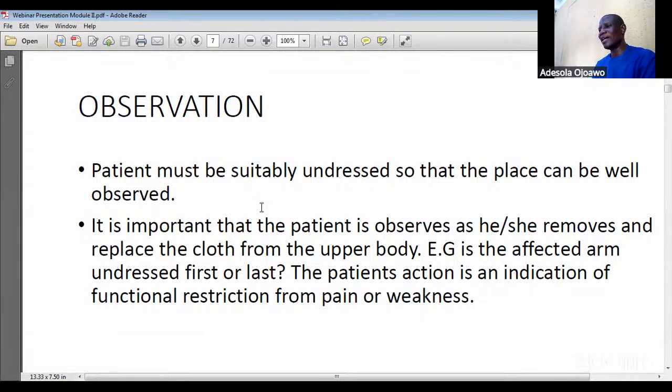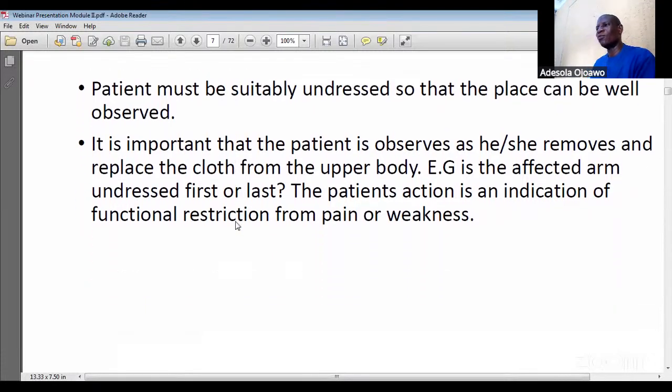For example, is the affected arm undressed first or last? The patient's action is an indication of functional restriction from pain or weakness. If the pain is mild and the patient is not bothered, he may remove the affected arm first. But if the pain is worse, it may be difficult for him to do it first. If the muscle is weak, that's another story. You see the patient struggling to remove the shirt, struggling to remove everything he was supposed to remove. Very important, at least for the examination.